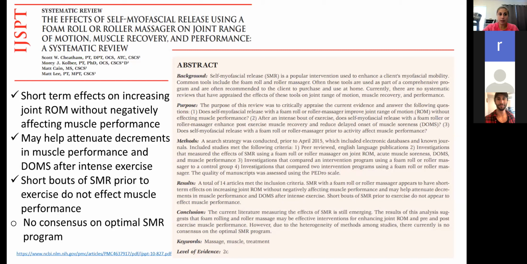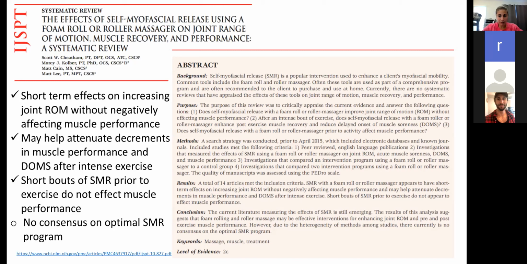Attenuate decrements. What does that mean? Well, basically, it's going to decrease the decrease in muscle performance. So you're going to lessen the decrease in muscle performance and DOMS after intense exercise. So let's say you were doing an intense exercise session one day, you are sore now, and you are going to do some foam rolling. You might not have as much of a decrease in performance if you were to do foam rolling while you're sore. Okay, so that's what that means.